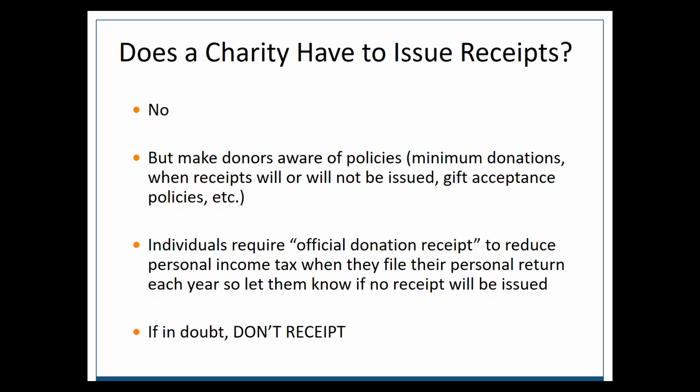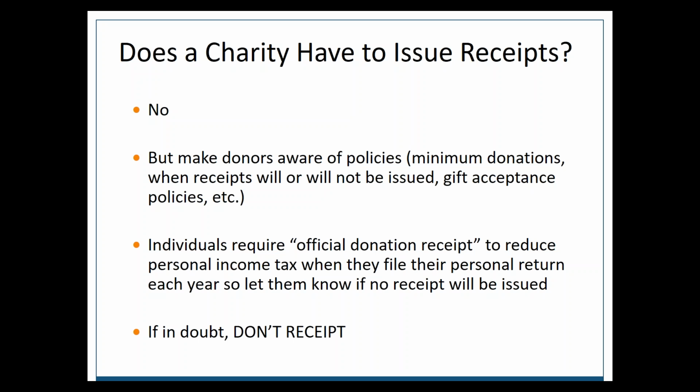Because you're allowed to issue receipts for something doesn't actually mean it's always a good idea for the charity to be able to do it. Because, for example, when we talk about gifts in kind and valuation, if you don't get it right, that could create problems for your charity. In some cases, you're just better off not doing it.